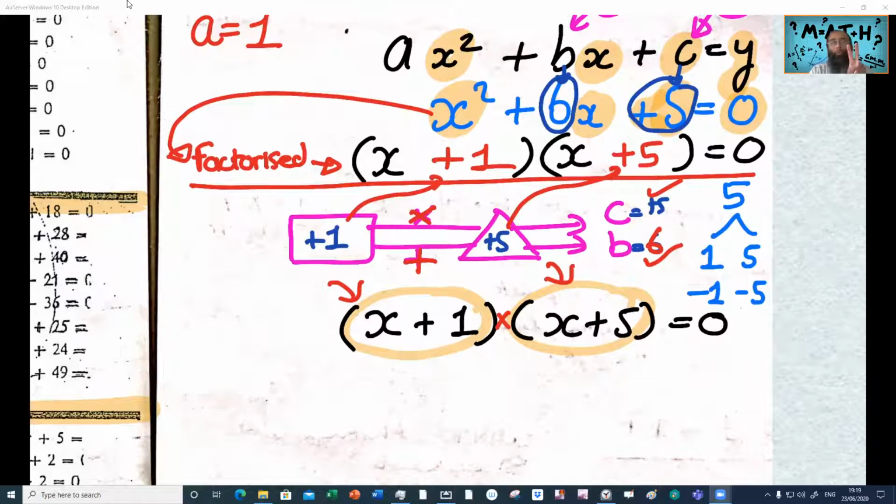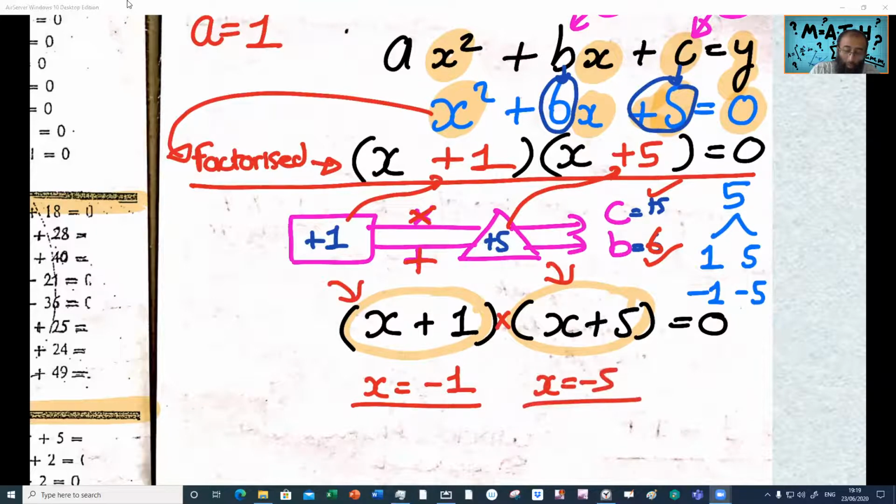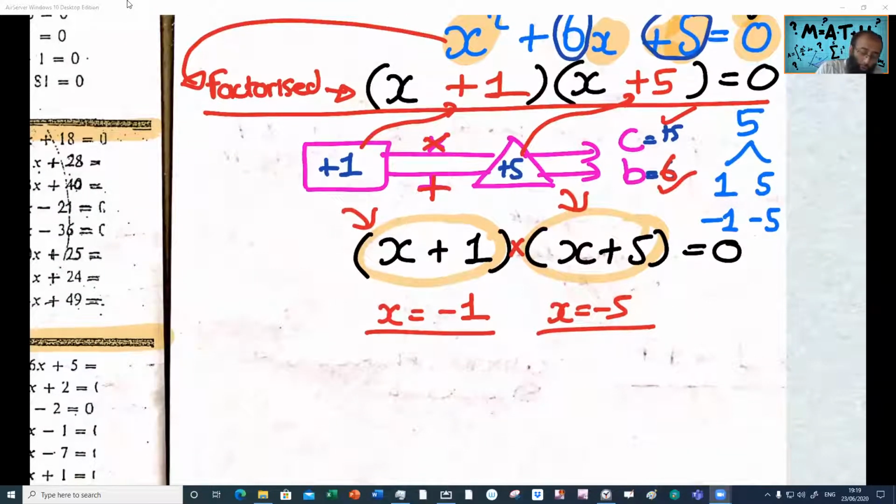Yeah. If two numbers times to give you 0, either the first one is 0, or the second one is 0, or they're both 0. Now, in order for me to make the first one 0, all I have to do is inverse the plus 1. So I've got x add 1. What's the opposite of add 1? Take away 1, because add 1 and minus 1 gives us 0. So what's the opposite of plus 5? Take away 5. Minus 5, sorry.